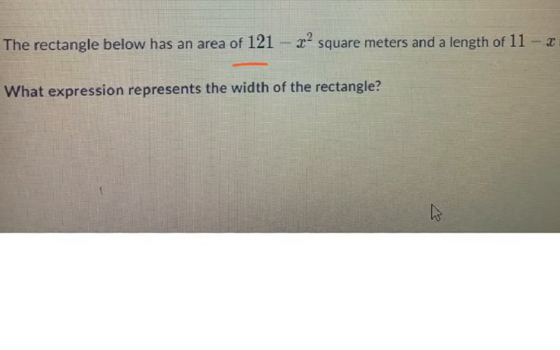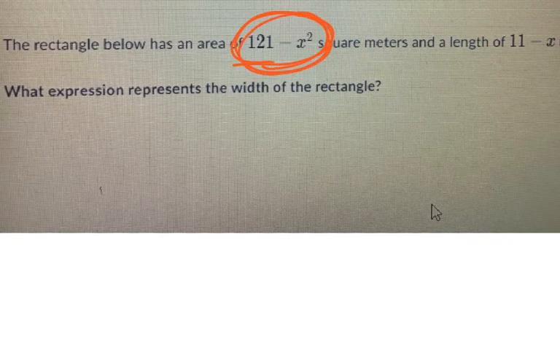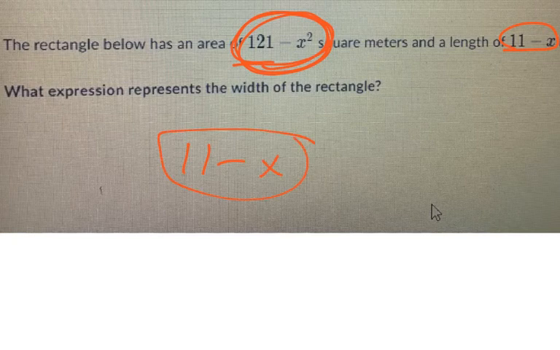We have a rectangle with this area. Do you guys recognize it's the difference of 2 squares? And they told us one side's 11 minus x. Do you guys realize the other side has to be 11 minus x? Because this is a difference of 2 squares. Basically, they're telling you it's a square. It's not just a rectangle, it's a square, okay? It's 11 minus x. Oh, wait a minute. So, 11 plus x. Sorry.